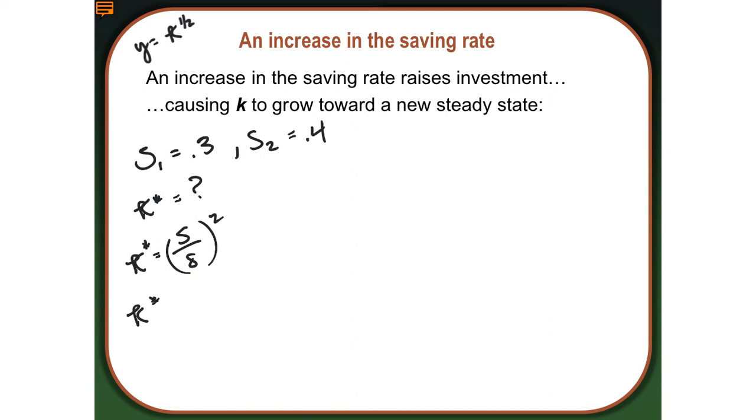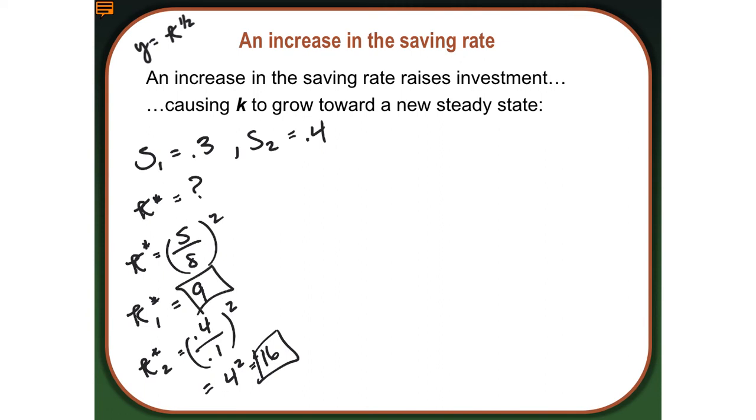So the initial steady state, let's call this K star 1, was equal to 0.3 divided by 0.1, which is 3 squared, which is equal to 9. K star 2 would be equal to 0.4 divided by 0.1 squared, which is just going to be equal to 4 squared, which is equal to 16. So increases in the savings rate caused the steady state capital stock to go from 9 to 16. It increases, just like we'd suspect with the savings rate.